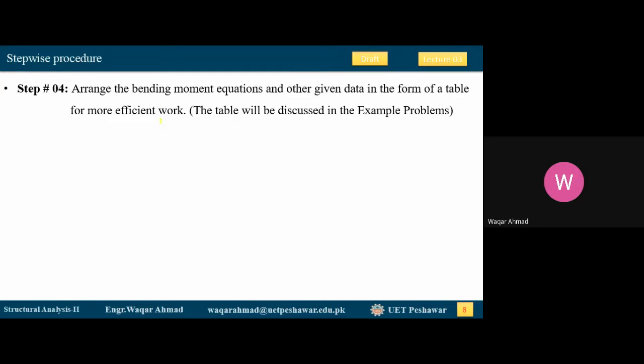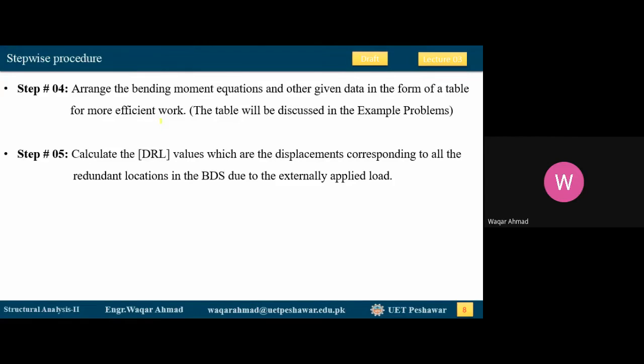Okay, so now the next one is to calculate the values of the DRL. What is the DRL matrix? The DRL matrix are the values which correspond to displacement at the redundant locations. So if you find out the displacements corresponding to the chosen redundant locations in the BDS due to the externally applied load, this is what you call a DRL.